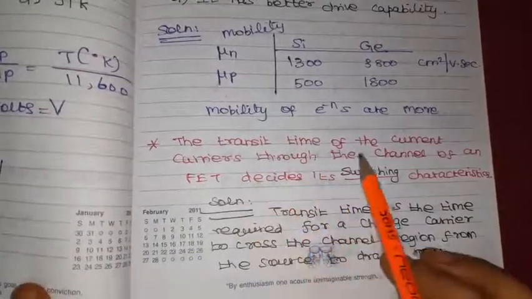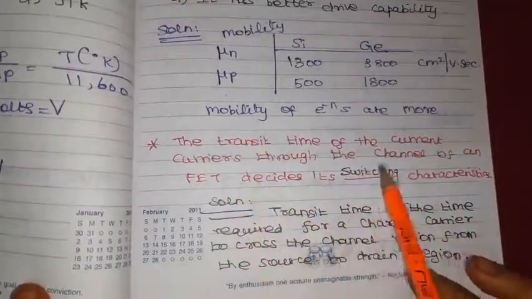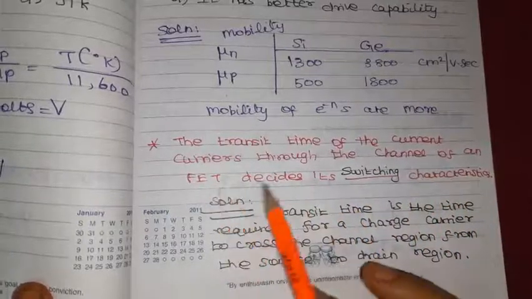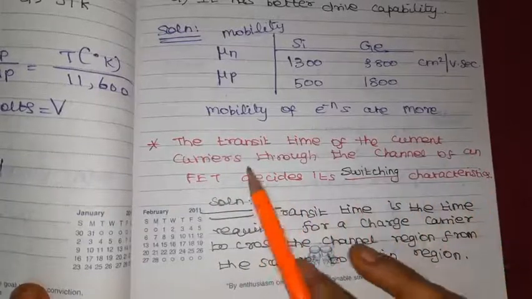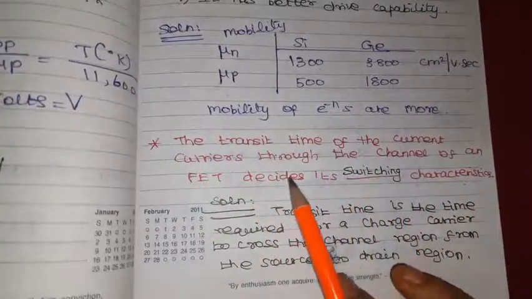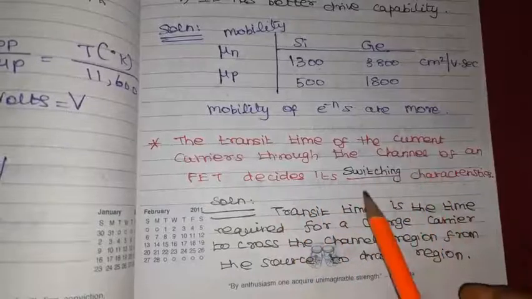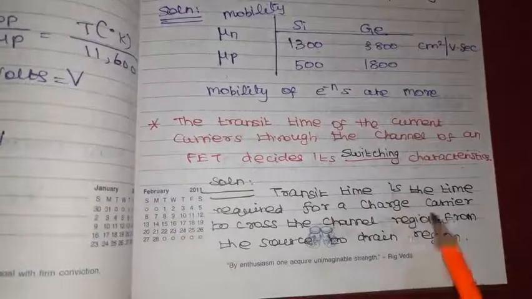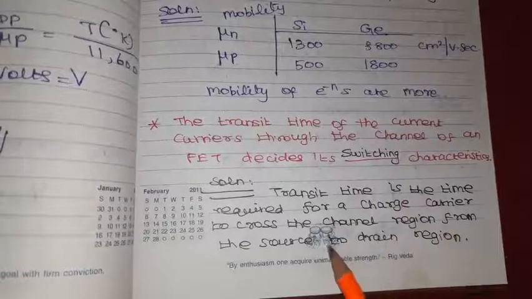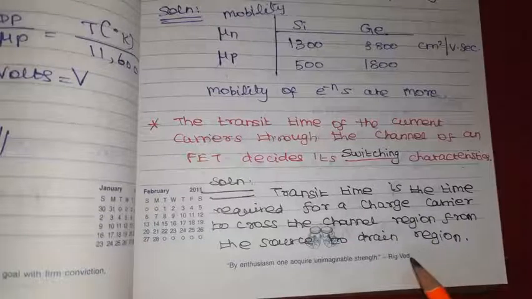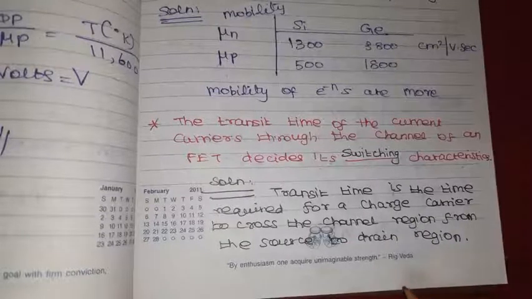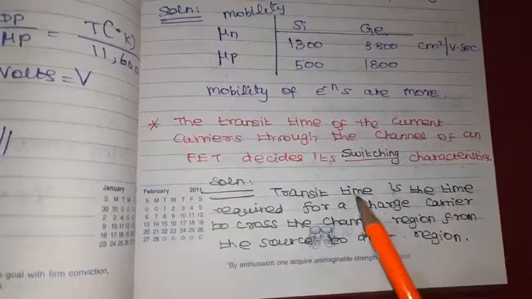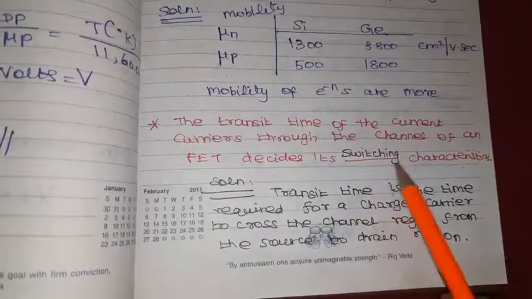The transit time of the current carriers through the channel of an FET decides its switching characteristics. Actually, what is the transit time? Transit time is the time required for a charge carrier to cross the channel region from source to drain region. That time is nothing but transit time, and it determines the switching characteristics.